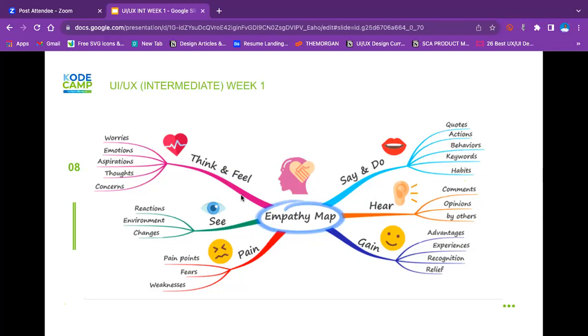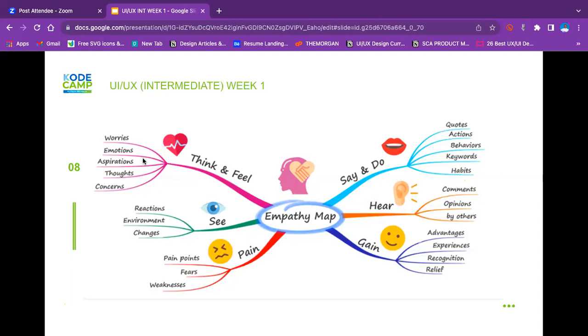Now for the empathy map, just looking at this image, you can see what you need to know under what they think and feel. You're looking at their worries, their emotions, their aspirations, their thoughts, their concerns, and all of that. And then when you go to what they see, you're looking at their reaction, their environment, their change. When you go to the pain they feel, their pain points, their fears, their weakness, and all of that.